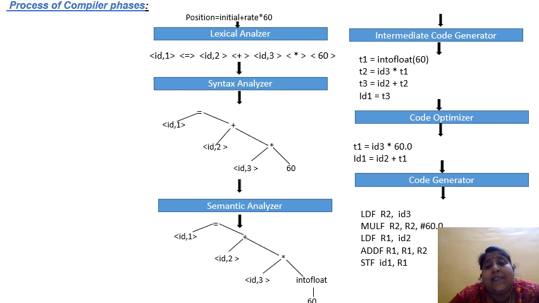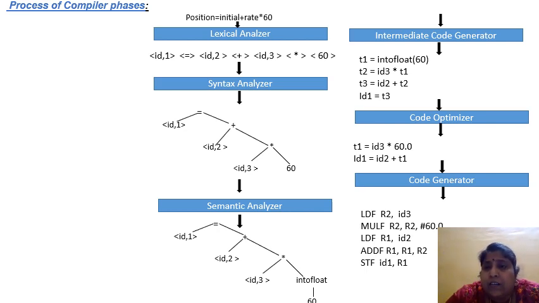Next comes the syntax analyzer. The syntax analyzer will create a parse tree. Whatever we get from the lexical analyzer is fed into the parser, and we get the parse tree. So here we have the parse tree, and this parse tree is then fed to the semantic analyzer to look for errors, whether it is semantically correct or not. Here we can see all the identifiers are float, and we are converting this constant into float. 60 is converted into float.